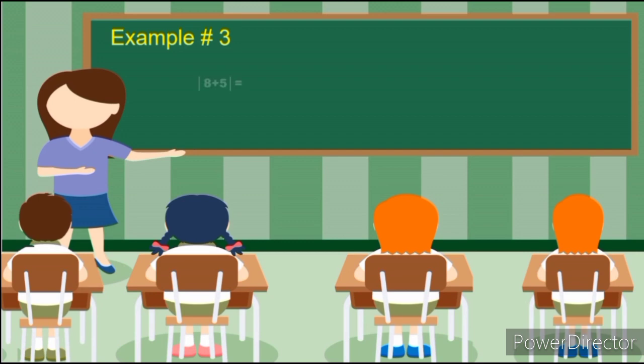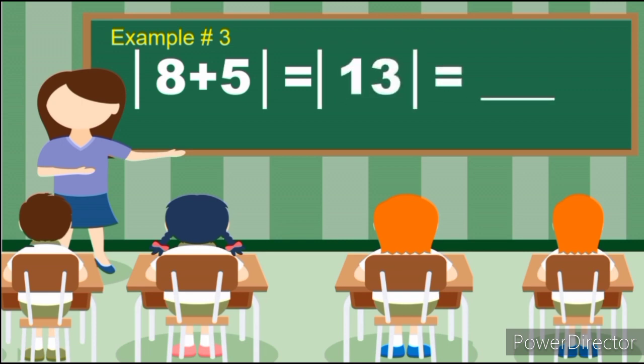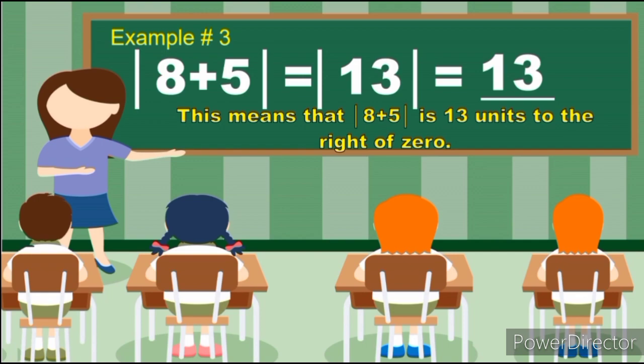Example number 3. What is the absolute value of 8 plus 5? We have absolute value of 13. What will be our answer? Correct, 13. This means that 8 plus 5 is 13 units to the right of 0.